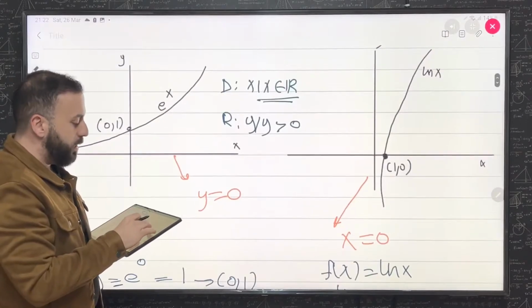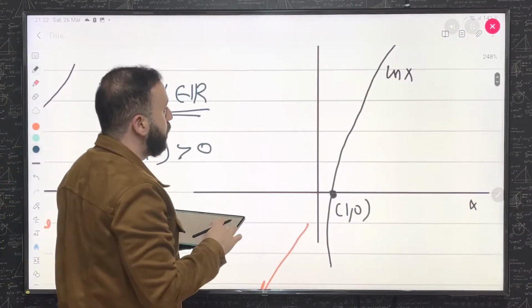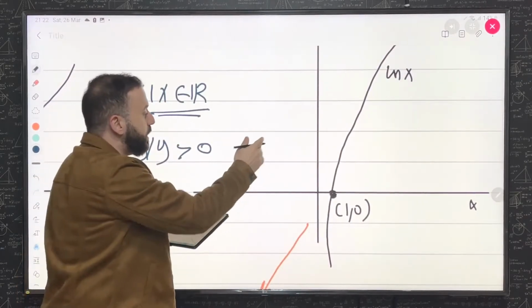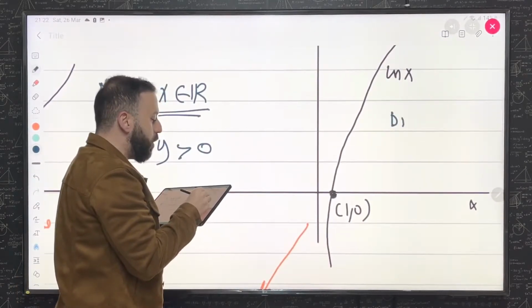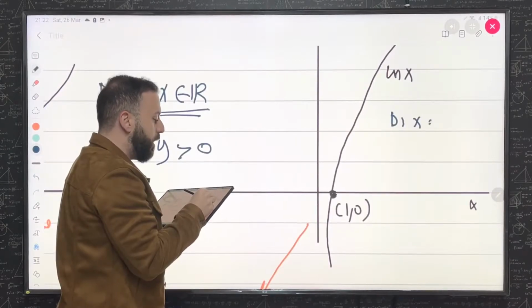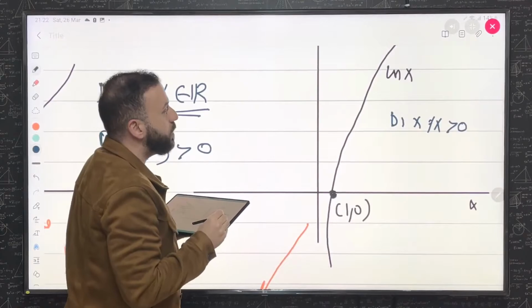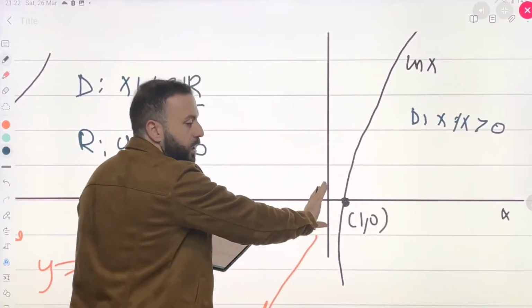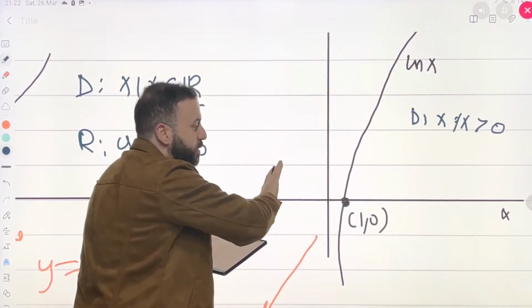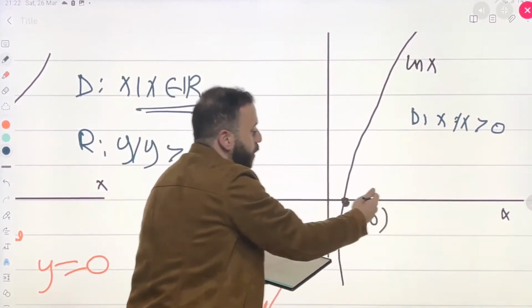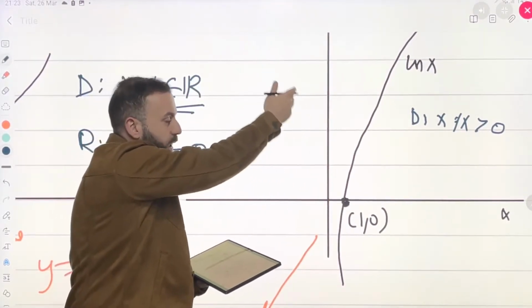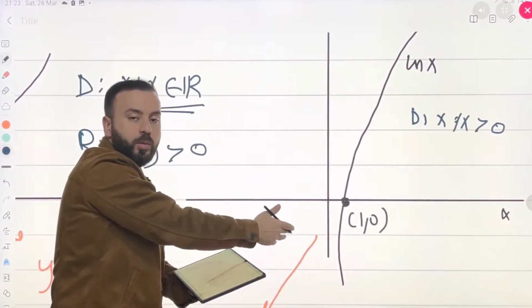What about the natural logarithm here? You can see that I will never touch the y-axis here. So in this case, my domain, so x, is greater than 0. Why is it greater than 0? Because as you can see here, all the values of x are positive, and I will never touch what? The x equals 0, the vertical line, which is the asymptote.